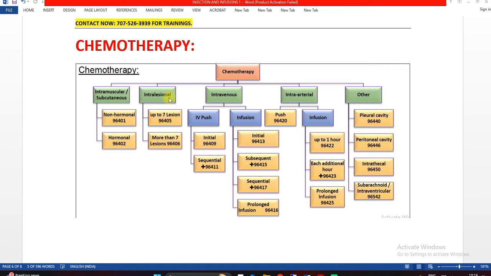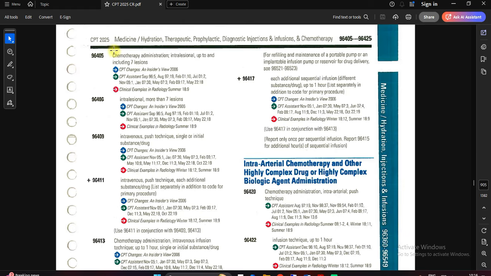Next we have chemotherapy intralesional. Here you need to code based on the lesions. Up to 7 lesions is 96405, more than 7 lesions is 96406. 96405 is chemotherapy administration intralesional, up to and including 7 lesions. 96406 is intralesional, more than 7 lesions. So tell me now, please mention in the comment section: if the patient receives chemotherapy for 11 lesions, which code will you use?